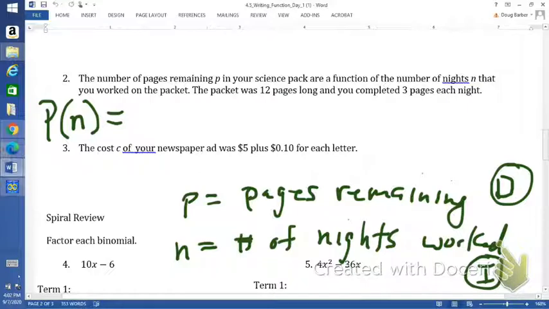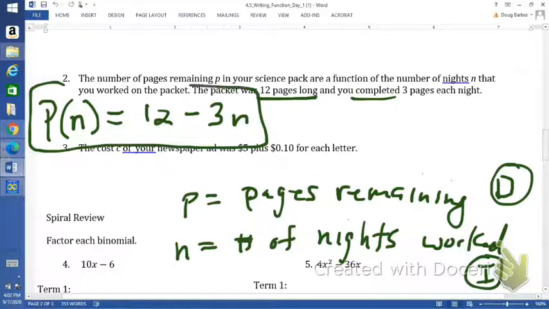Alright, so it says that the packet was 12 pages long, and you completed 3 pages each night. So you start with your 12 pages, and then you're subtracting, so the completed would mean you subtract from that 3 pages per night. So minus 3n. And that becomes your function rule. And that's the end of 4.5 day 1 lesson.